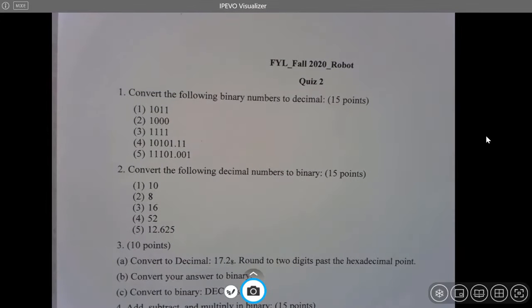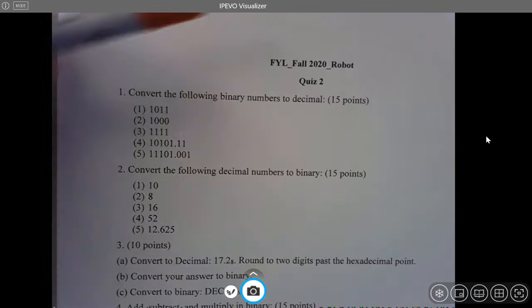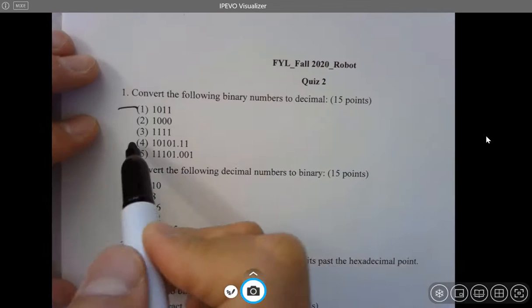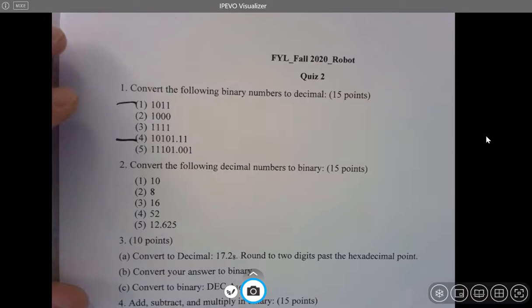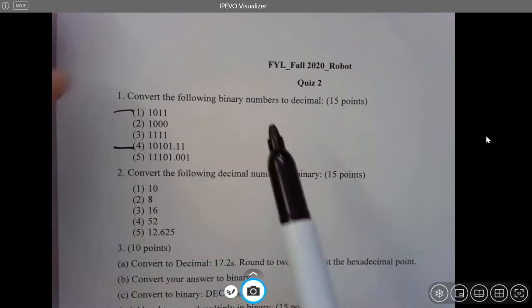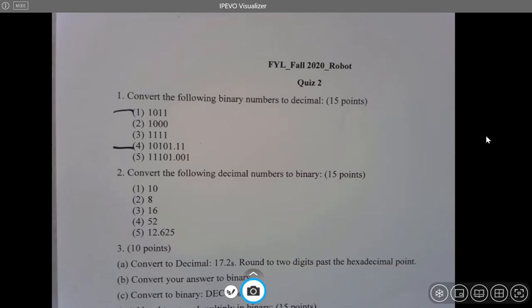Convert the following binary numbers to decimal. I will pick up this tool and show you how to do it, so you will probably know how to do the other ones. So what about this one? Binary to decimal.